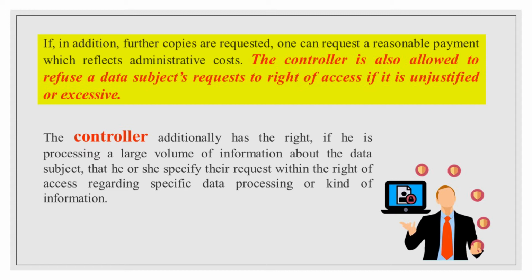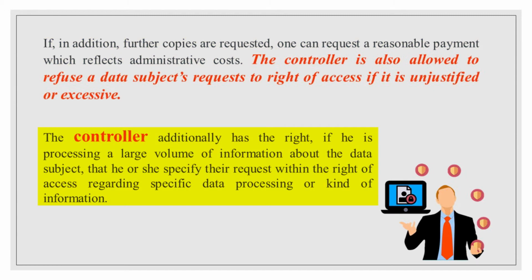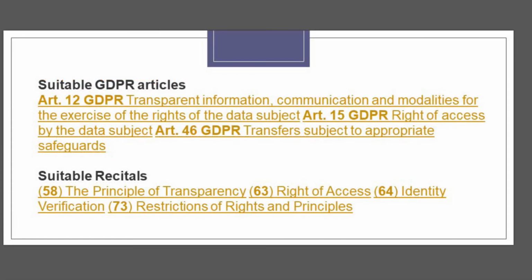The controller is also allowed to refuse a data subject's request to right of access if it is unjustified or excessive. The controller additionally has the right, if he is processing a large volume of information about the data subject, to ask that he or she specify their requests within the right of access regarding specific data processing or kind of information. For further details on Article 12, please see the following as suggested.